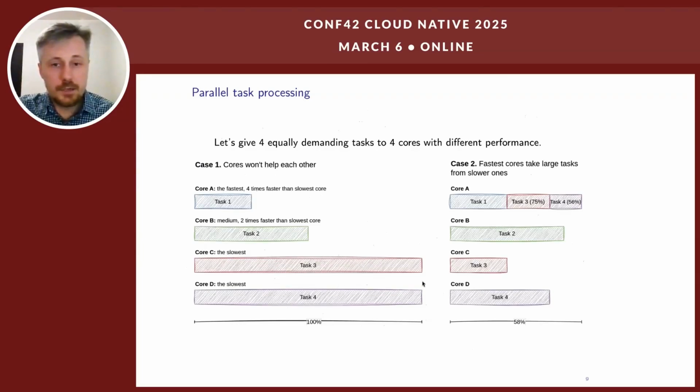And there is a more realistic scenario in case 2, when cores help each other. So when core A finished its task 1, it took the unfinished part of task 3 from core C, and then it took the unfinished part from core D. This schedule is more compact, but we still see that some cores are idling. So can we do better?